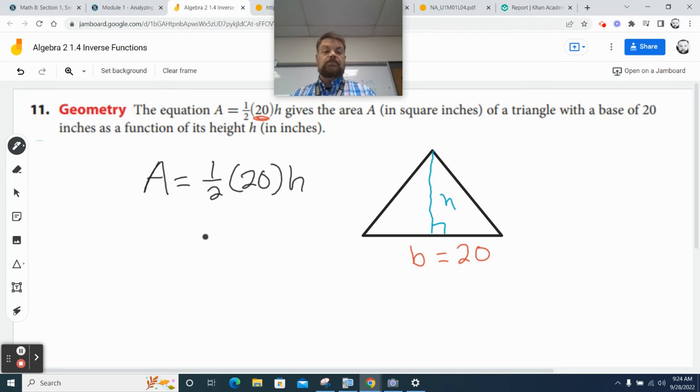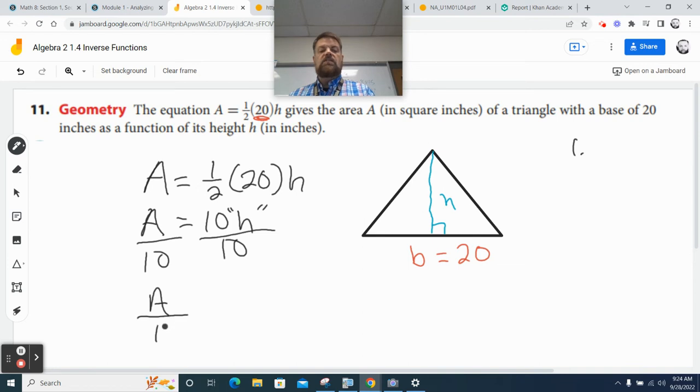What's 1/2 times 20? 10. So I just need to remember step 1 is we're going to do the plug-in for y thing. Well, we don't do that in this particular case. But we're just going to solve for h, aren't we? So what I'm going to do is I'm going to divide by 10 on both sides. And now I have a function of A. In other words, if I want to know the height of this thing, I would take the area, plug that in, divide it by 10, and that should give me the height, correct? So this is the inverse function.